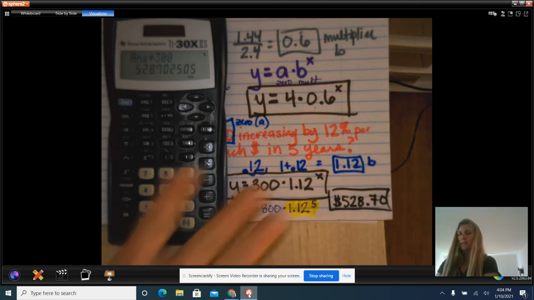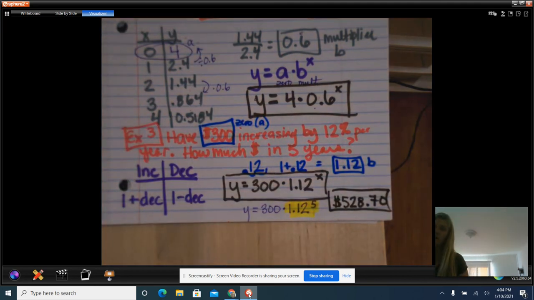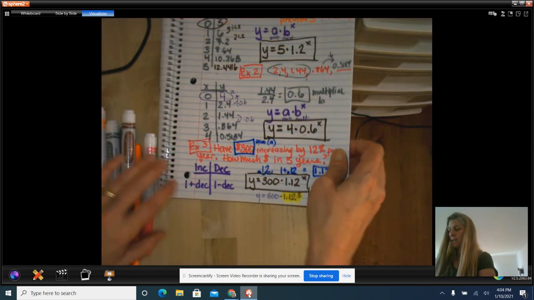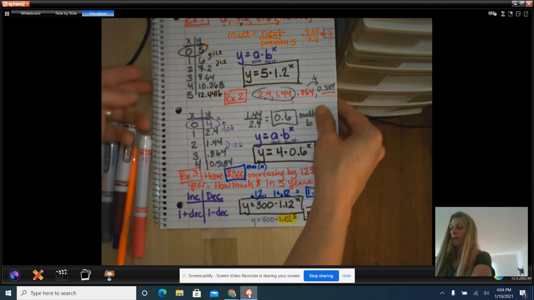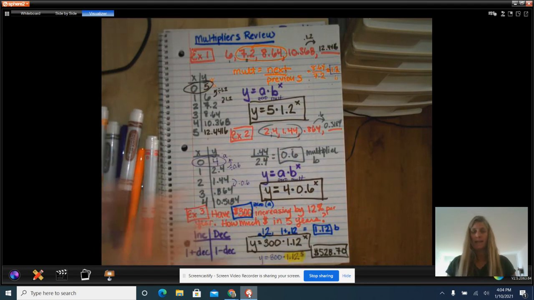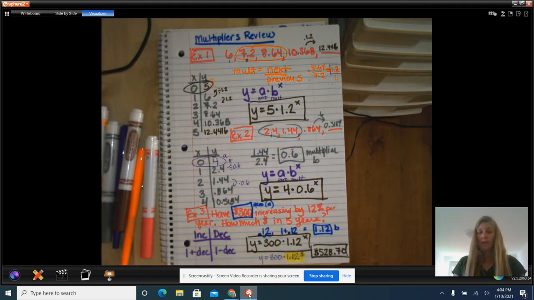Okay, so ladies and gentlemen, here are 3 ways that we use sequences or word problems with percentages as we are reviewing our multipliers, which is a key component of exponential functions. Let's go ahead and practice.